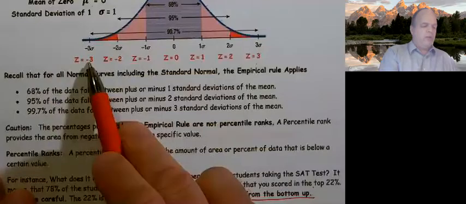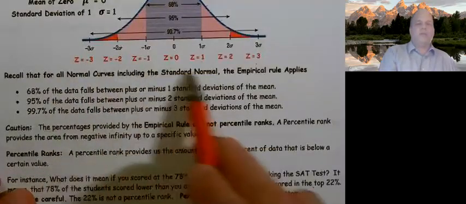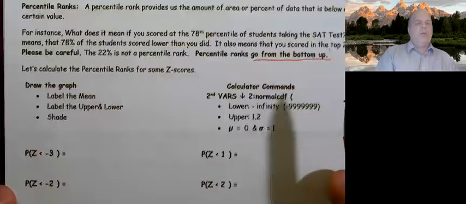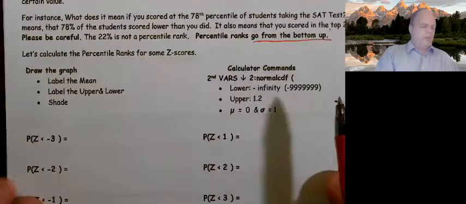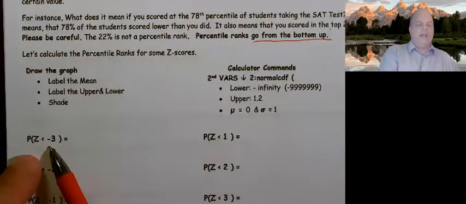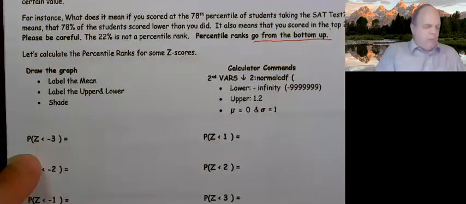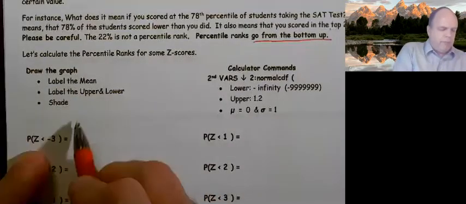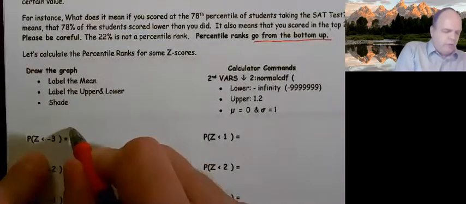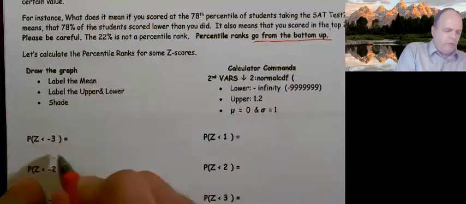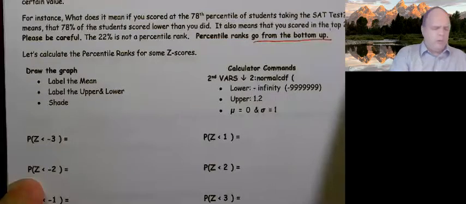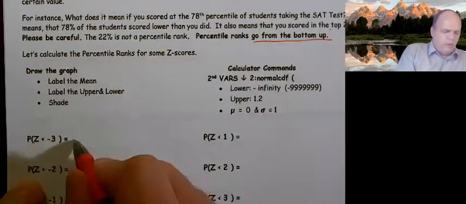Basically, we're going to just calculate these z-score percentile ranks. All right? So we want to calculate the percentile rank for a z less than -3. Well, I'm going to go ahead and draw my picture because this is what it says: draw the graph, label the mean, label the upper and lower. And this is really important. My students that do this do very well on this. Those that don't tend not to do so well. So I really want you to do this every single time. So here we go.